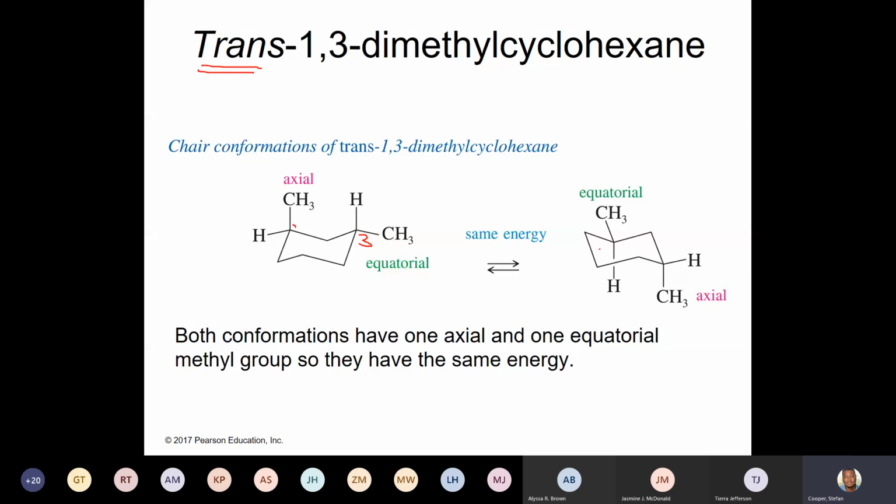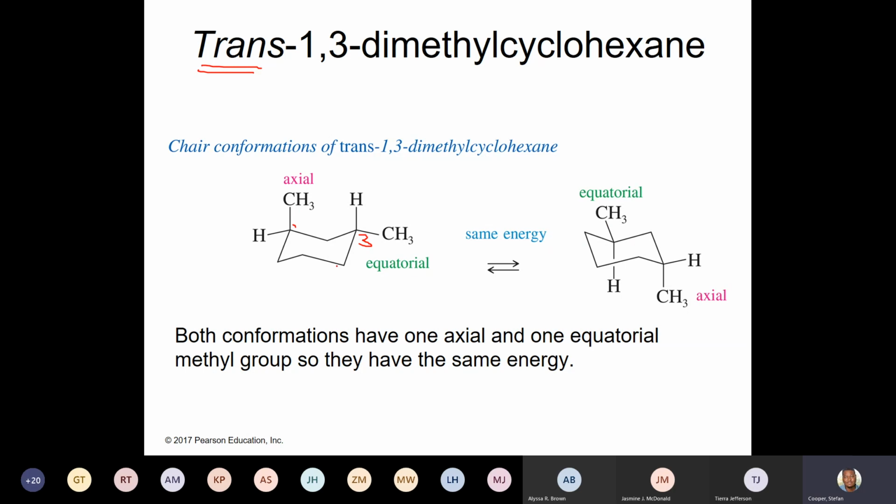And if I do the ring flip here, this axial becomes equatorial, but the original equatorial now becomes what? Axial. And if I had to ask you to tell me which chair is more preferred, this chair or the ring flip chair, what will you tell me? You would tell me that they're both the same energy, right? All right, and why was that?